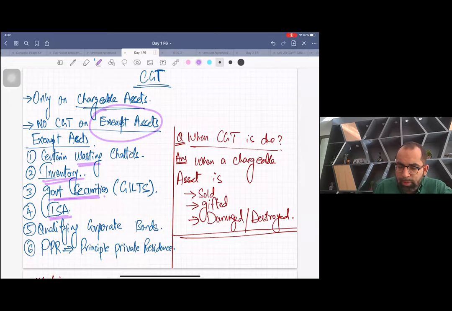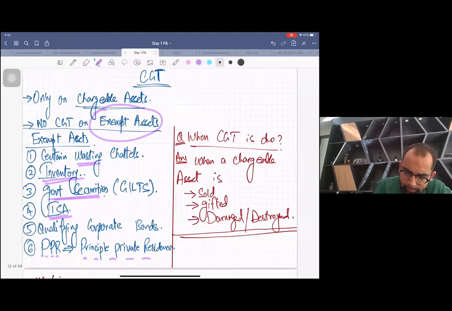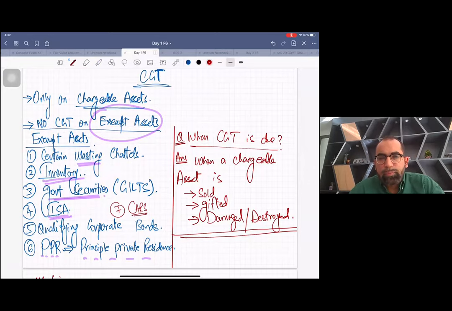And then similarly, PPR, principal private residence relief, I will also discuss. So these are certain exempt assets. Similarly, cars. Yes, I forgot to write cars. Okay. So these are some exempt assets on which there is no CGT, right?